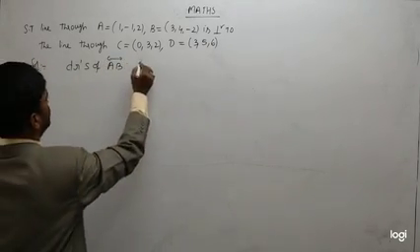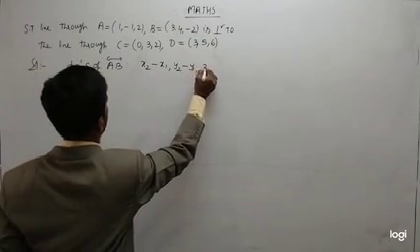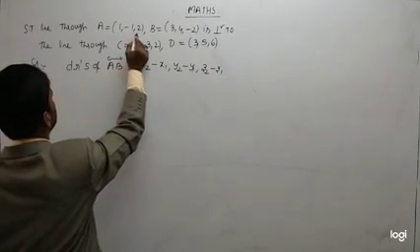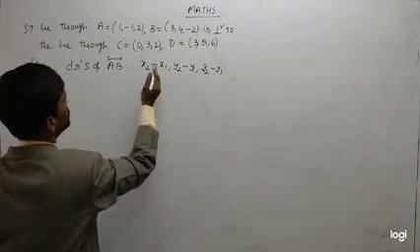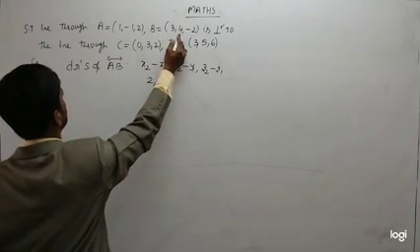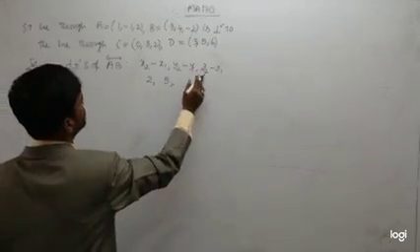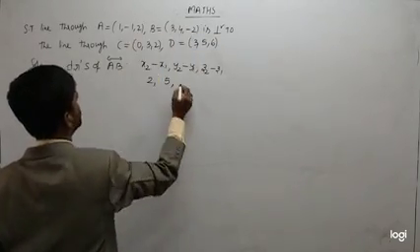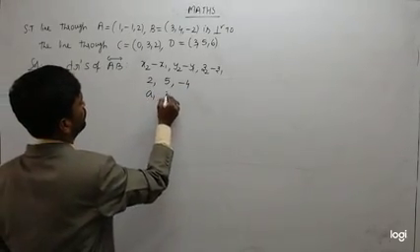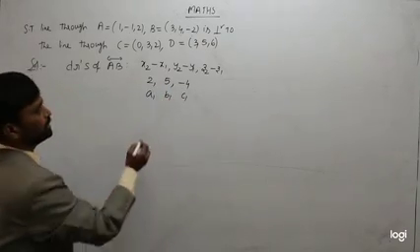So what is the formula? X2 minus X1, Y2 minus Y1, Z2 minus Z1. If you take A as X1, Y1, Z1 and B as X2, Y2, Z2, this is the formula. So X2 minus X1, what will we get? 3 minus 1, 2. Y2 minus Y1: 4 minus of minus 1, 4 plus 1, 5. Z2 minus Z1: minus 2 minus 2, minus 4. So let them be A1, B1, C1. That means A1 value 2, B1 value 5, C1 value minus 4.